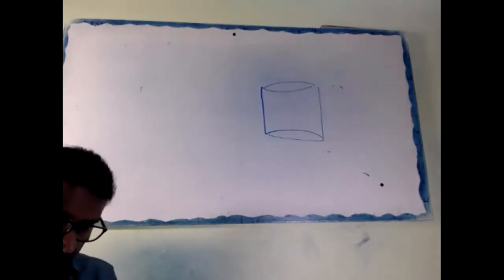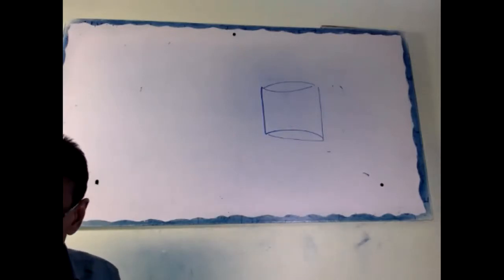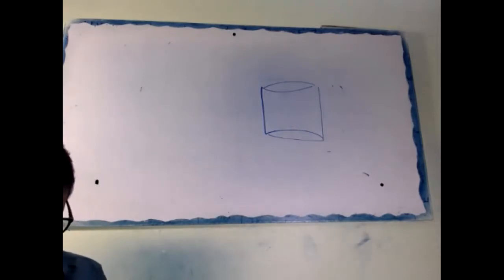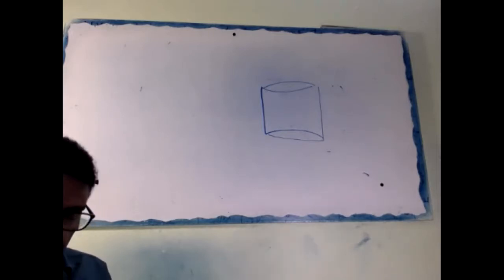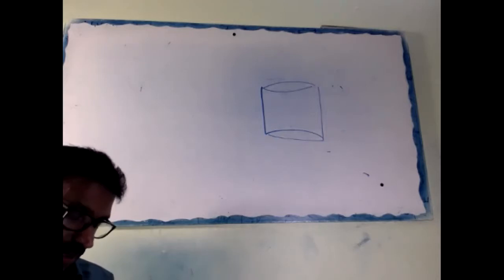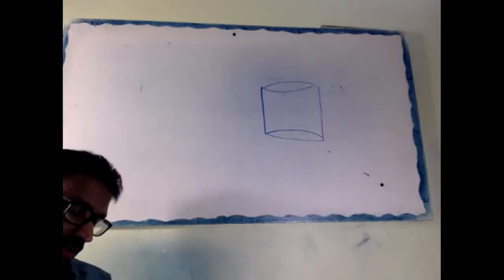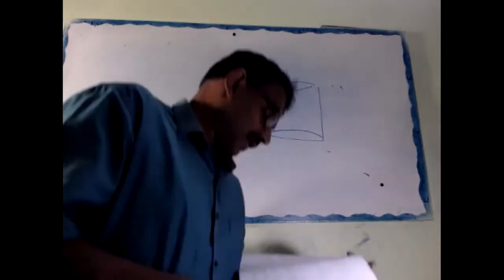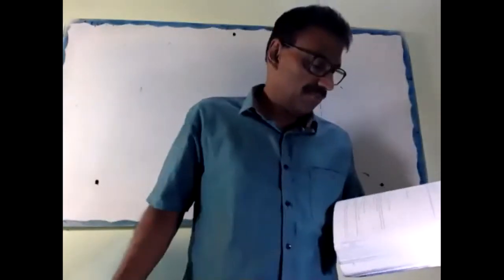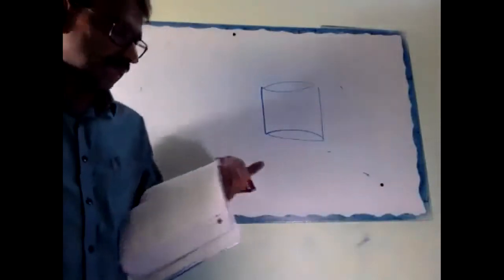Question again. A sphere of diameter 6 centimeter is dropped in a right circular cylindrical vessel partially filled with water. The diameter of the cylindrical vessel is 12 centimeter. If the sphere is completely submerged in water, how much will the water level rise in the cylindrical vessel?